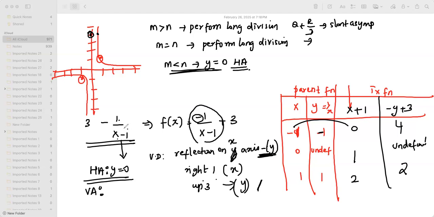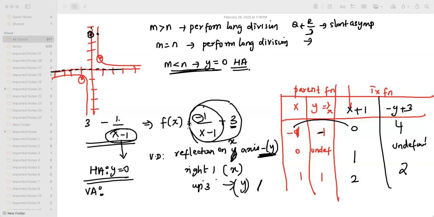Vertical asymptotes. Here, this was the horizontal asymptote. This was the vertical asymptote for the parent function. Now, how did that change? We want to know which is the horizontal asymptote and which is the vertical asymptote. When you look at this problem itself, the horizontal asymptote moved 3 up. Do you see? Meaning the entire horizontal asymptote moved up by 3, right?